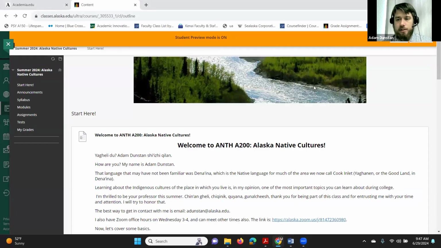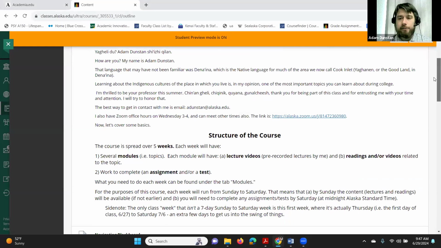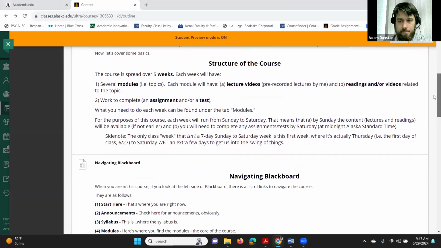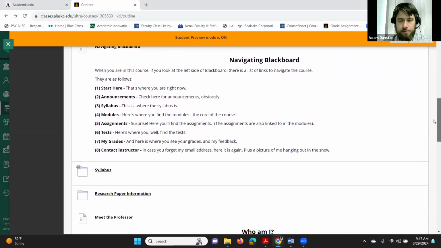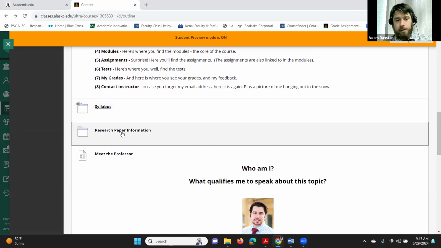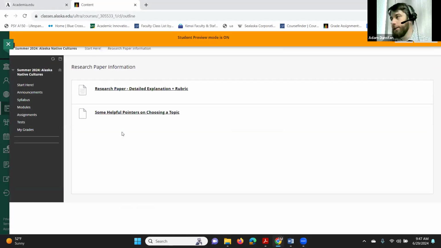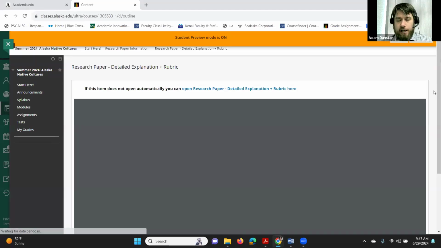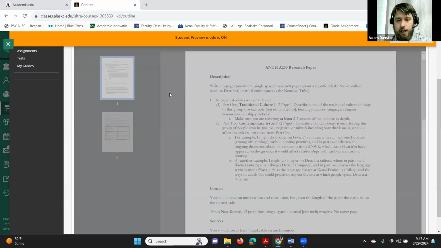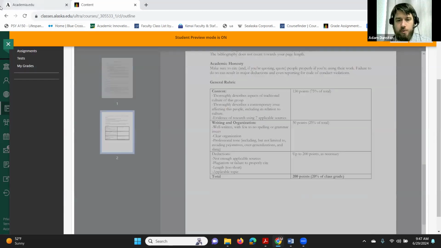The first thing you click on is Start Here. It will have some information about the structure of the course, how to navigate Blackboard, a link for the syllabus, and then a link for research paper information. You'll be doing a roughly 4-page research paper, single-spaced, 3 to 4. And so this gives you some additional information on what that is, and also how we will be grading you on it.